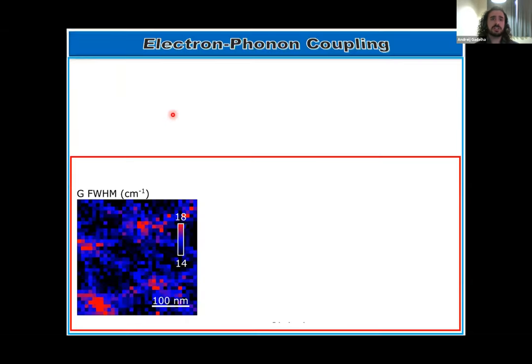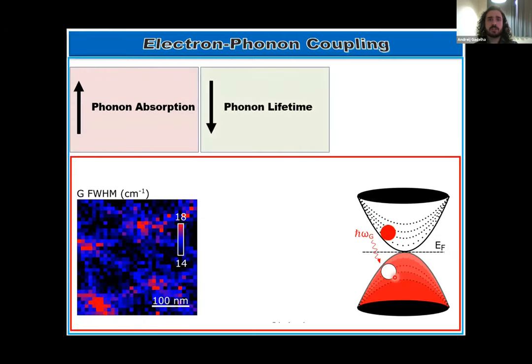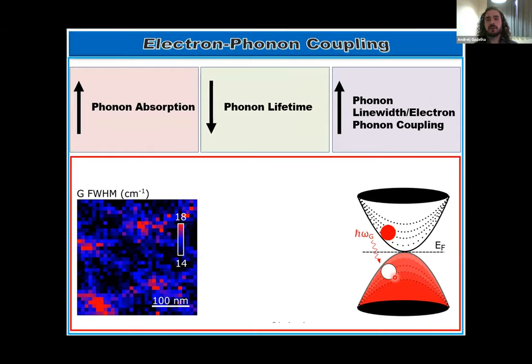But it is also interesting to investigate the electron-phonon coupling. And we can do that by means of the G full width at half maximum as a function of the space. And we observe a very clear modulation of this parameter. We observe higher intensities at the AA and SP zones. And to understand this measurement, we should take a look at the electronic structure close to the Fermi level, where G phonons can be absorbed. And when they are absorbed, their lifetime decreases, which in turn increases the phonon linewidth and so the electron-phonon coupling. So the higher the phonon absorption, the higher is the electron-phonon coupling.